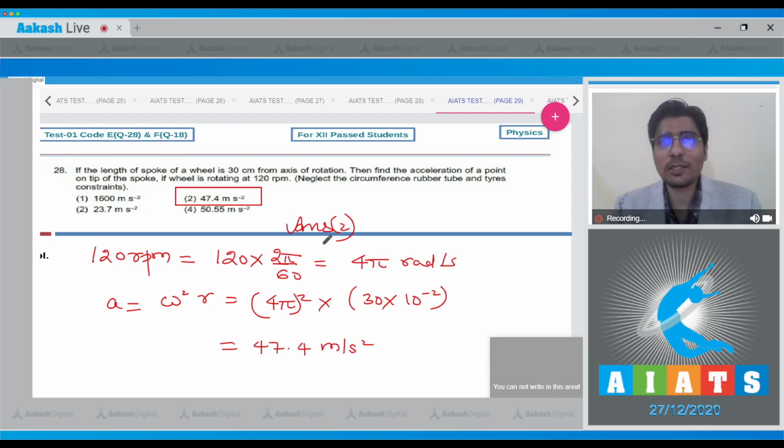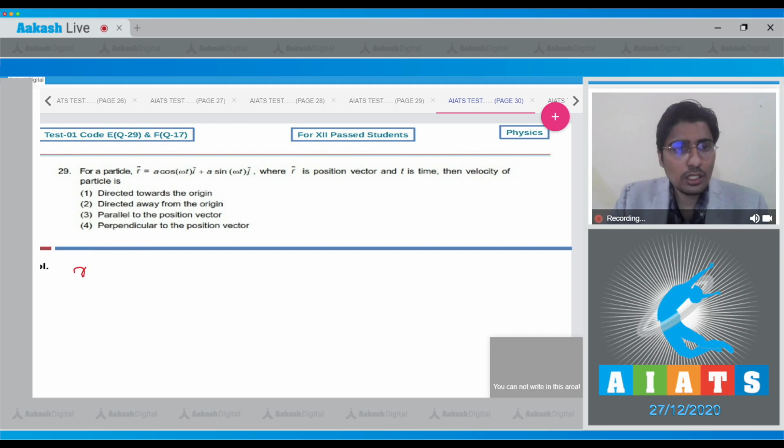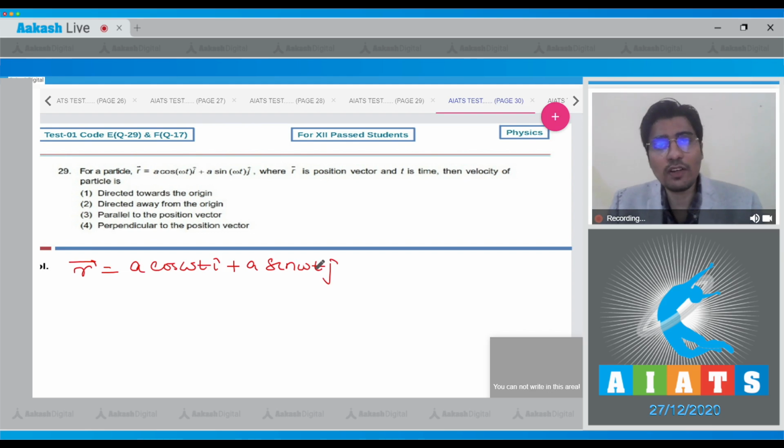Now let us solve the question number 29. In this question the position of a particle is given as a cos omega t i cap plus a sin omega t j cap. r is the position vector and t is the time. Then we have to find out whether the velocity is directed towards the origin, away from the origin, parallel to the position vector, or perpendicular to the position vector.